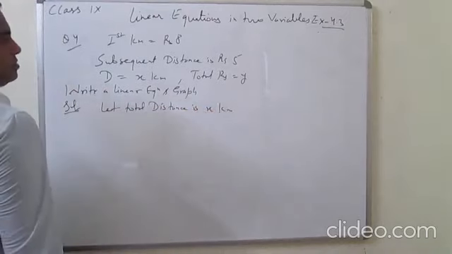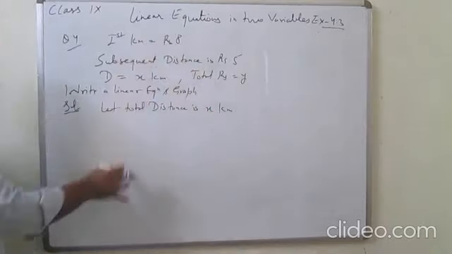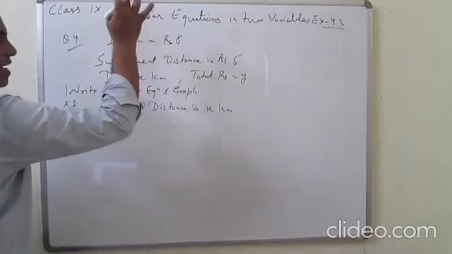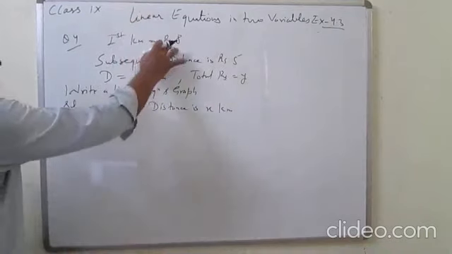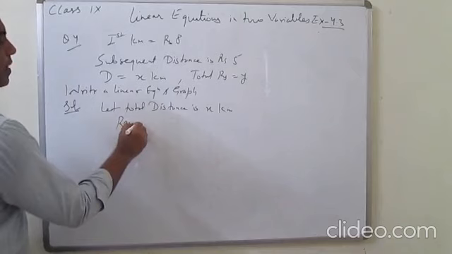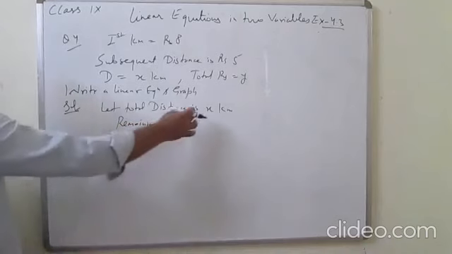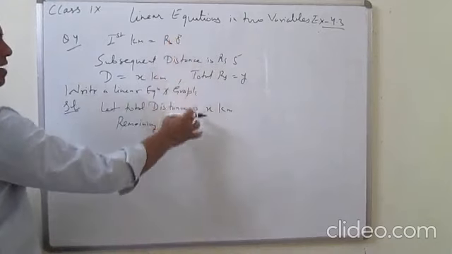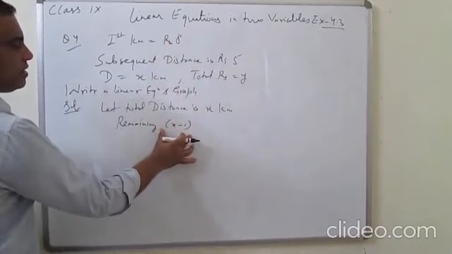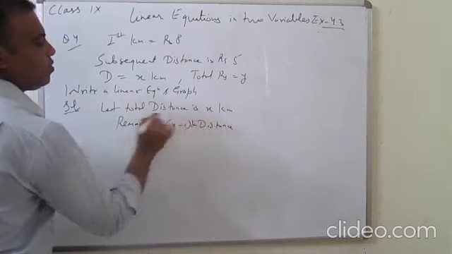Out of x, the amount of 1 kilometer is rupees 8. पहले किलोमीटर का किराया कितना है? 8. तो उसको छोड़ दो. बाकी डिस्टेंस, रिमेनिंग डिस्टेंस कितना बचा? x minus 1. पहला किलोमीटर का किराया 8 है, बाकी डिस्टेंस का किराया कितना होगा? This is the remaining distance, x minus 1 किलोमीटर.